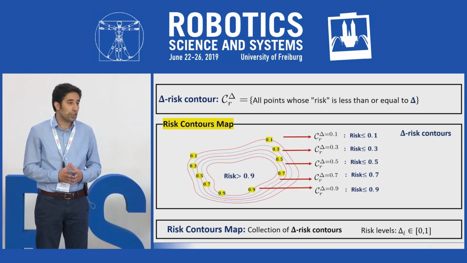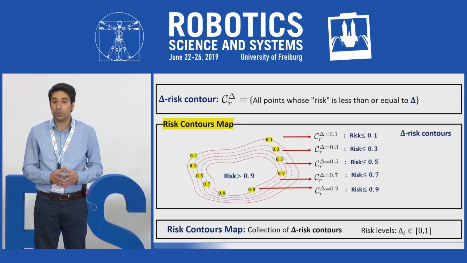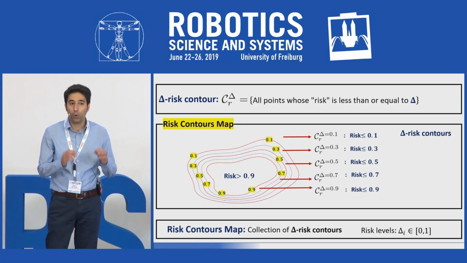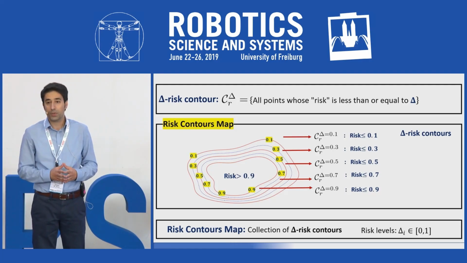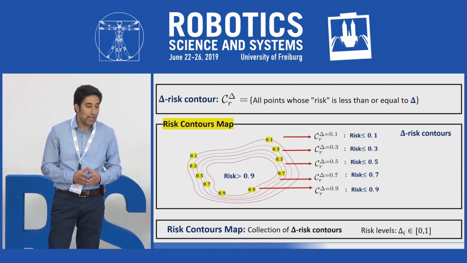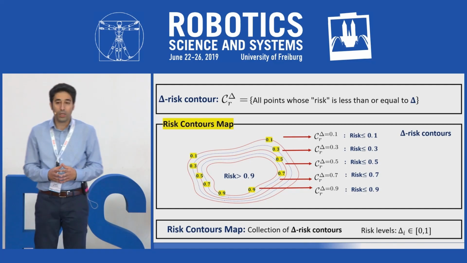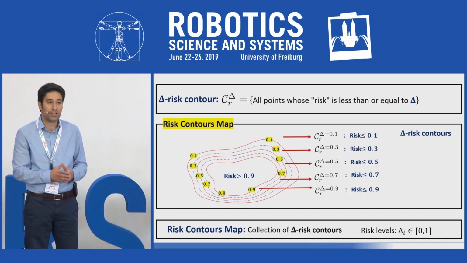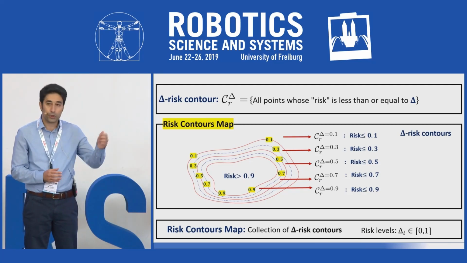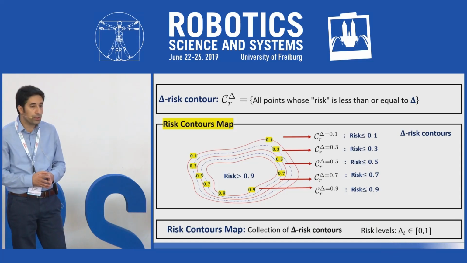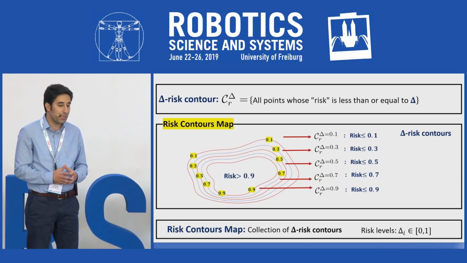To construct such a map, we define the notion of delta risk contour, which is a set of all points in the environment whose risk is less than or equal to delta. Then the risk contours map would be a collection of such delta risk contours with different risk levels delta, as shown here. Now, we can use such a map in risk-bounded motion planning.